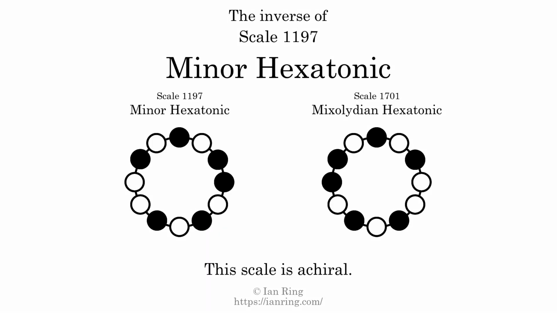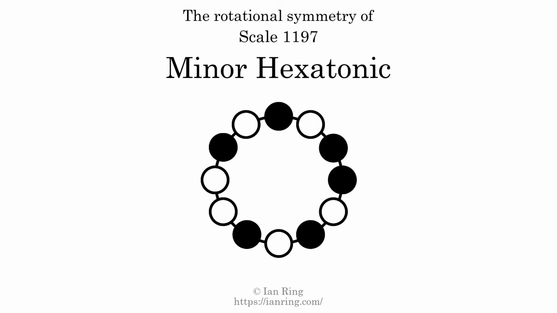The inverse of a scale is a mirror image. It is what you get when the sequence of intervals is reversed. The inverse of this scale is scale 1701, also known as Mixolydian hexatonic. This scale is achiral, since it can transform into its own reflection by a rotational transformation. This scale has no rotational symmetry.